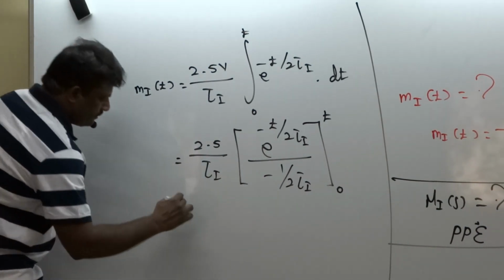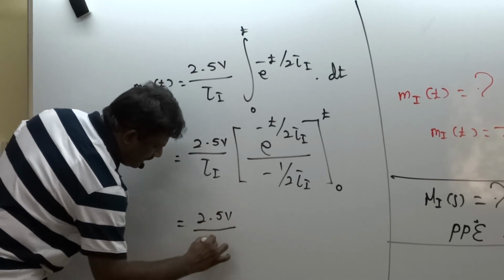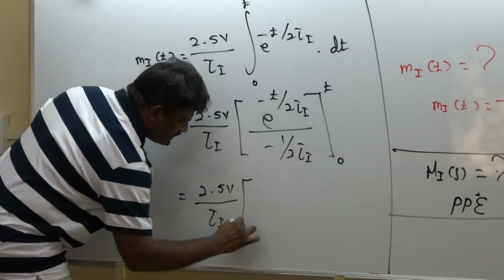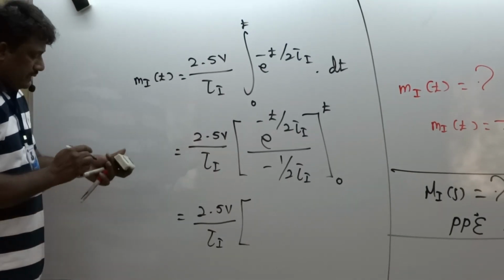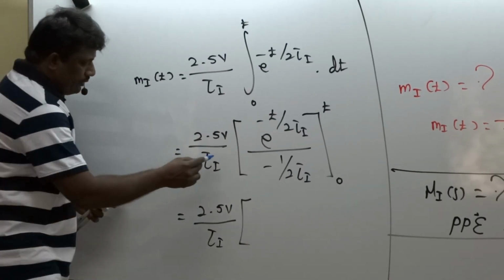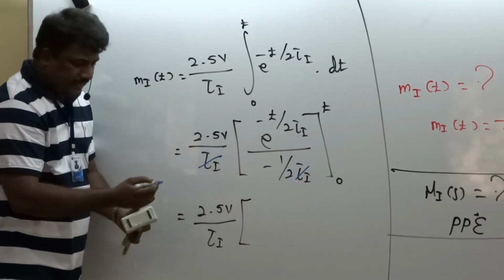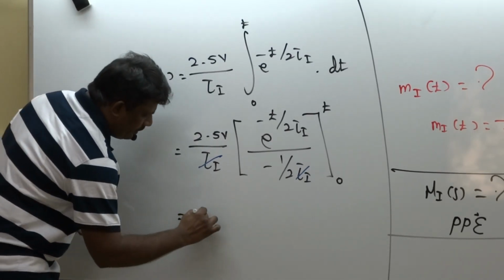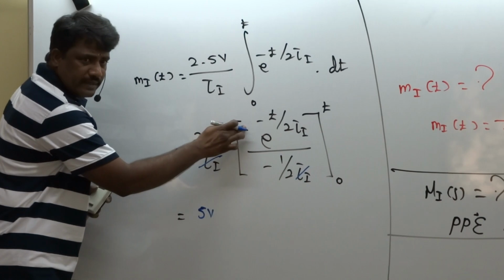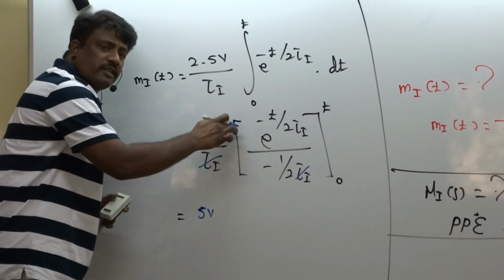What's the result there? It is in volts, right? It's 2.5 volts divided by tau y, applying the limits. One thing will get cancelled: this tau y will get cancelled, and 2 will come to the numerator. So instead of this, we can say it is 5 volt, but the minus sign is there. The upper limit will be with the minus sign, and the lower limit will be with the minus of.